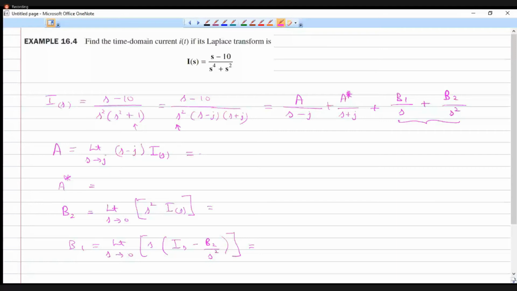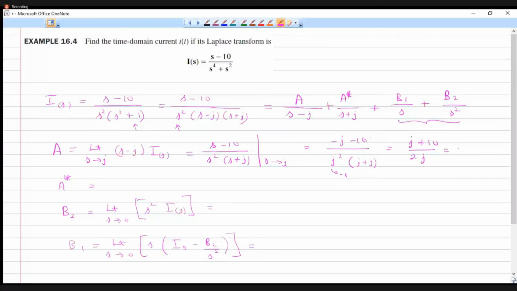So one thing I will show you how you can do. When you multiply it with s minus j, s minus j will vanish. So we will have s square into s plus j, and replace s with j, s tending to j. So we will have j in the numerator minus j minus 10, divided by j square, which is equal to minus 1, and replace the other s with j plus j, so it will be 2j. So in the numerator we have minus 1 minus 10, j square is minus 1, and here we have 2j.